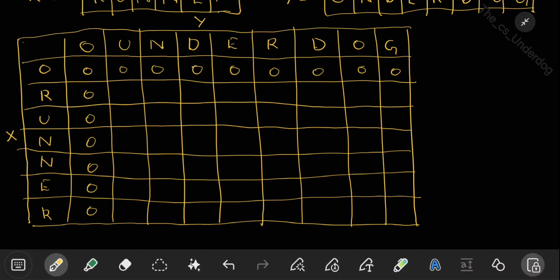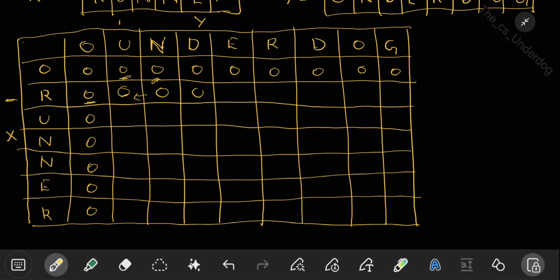Let us try to fill this block. While filling this block, one letter is U and the other side is R. Are they equal? They are not equal, which means you have to see the block above and the block on the left. Both are zeros, so the maximum among them is 0 only. You write 0. What about the next block? This block has N on one side and R on the other. These are not matching, so you check the block to the left and the one above it. Both are zeros, so you write 0.